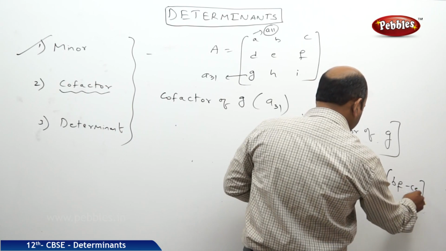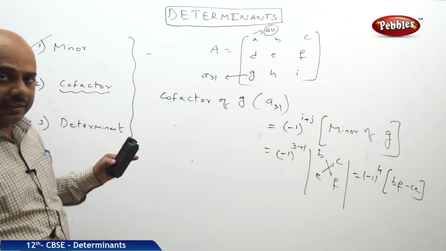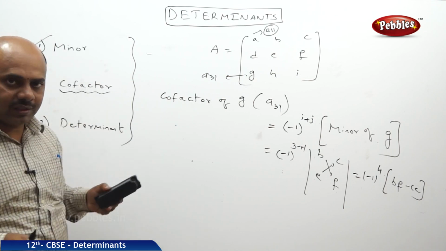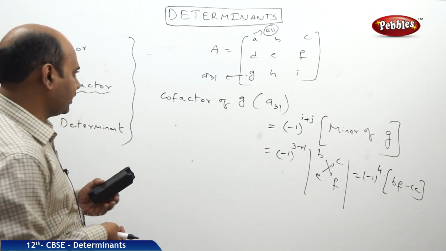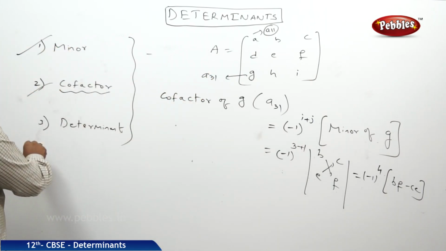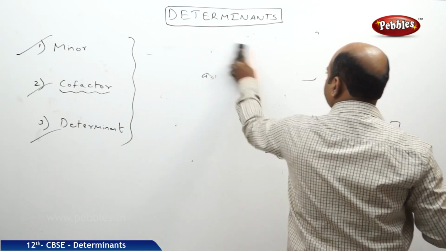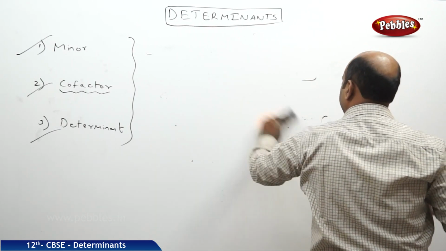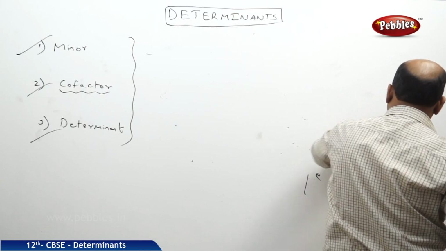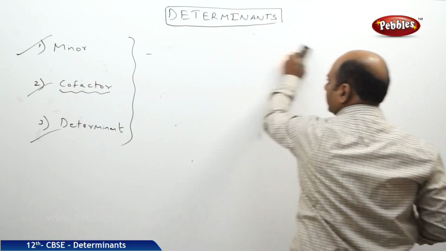BF minus CE. So in a generalized way, up till now I have given the definition of minor as well as cofactor. Now we are going to discuss an important definition: determinant of a 3 by 3 matrix. After telling this definition, we shall go for some numericals.